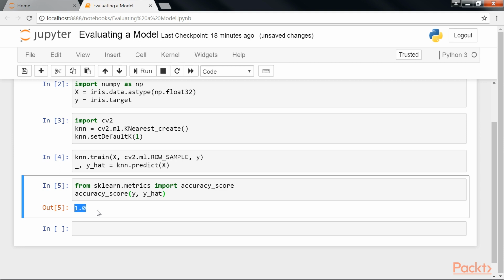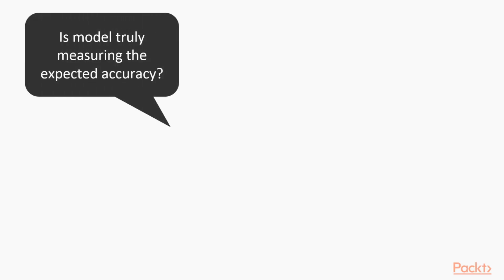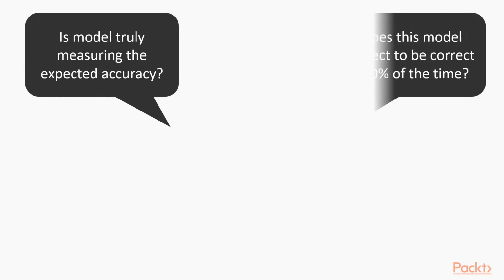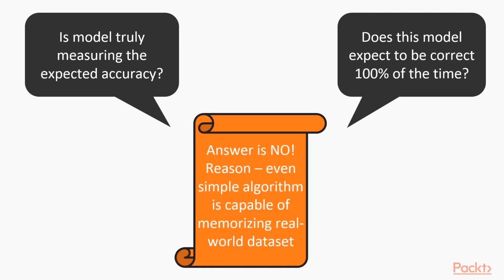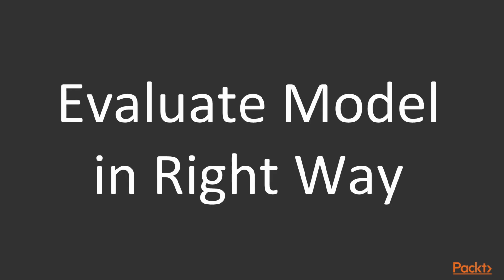If a model gets 100% accuracy on the training set, we can say that the model has memorized the data. But is this truly measuring the expected accuracy? Have we really come up with a model that we expect to be correct 100% of the time? As you may have gathered, the answer is no. This example shows that even a simple algorithm is capable of memorizing a real-world dataset. Further, let's evaluate a model in the right way.